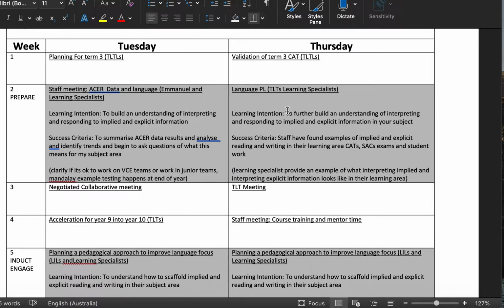Essentially what we're trying to do here is to further build the understanding of interpreting and responding to both implied and explicit information, as we found from the results of the PAT testing that Emmanuel showed us. And also, at the end of this session, I would like for you to have found some examples in your teaching and learning of both health and physical education of the implied and explicit reading and writing that's required in the CAT, SACs, exams, etc.